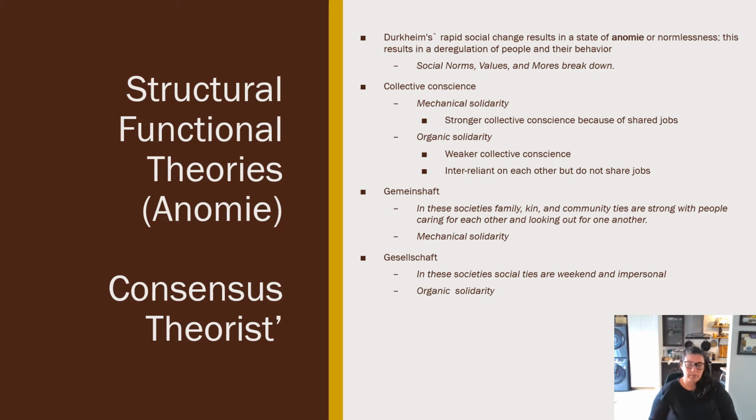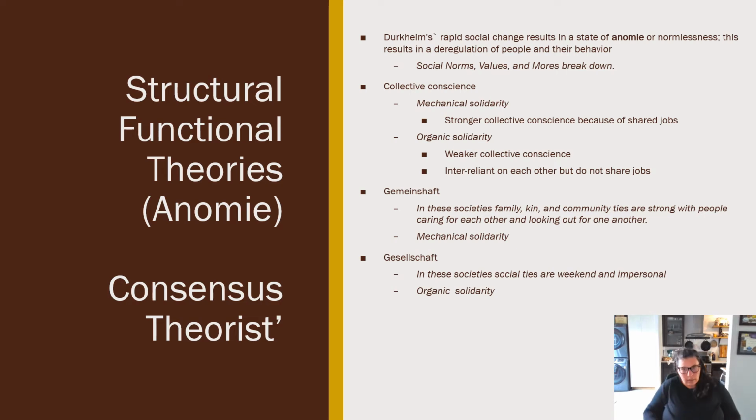Because people lack solidarity in those mega cities like they have in smaller communities, they lack that collective consciousness, and so there's not really much holding those norms and values and mores together within that community. A few of the definitions that you need to know about collective consciousness or types of solidarity. So we've got two main types of solidarity: mechanical solidarity and organic solidarity.